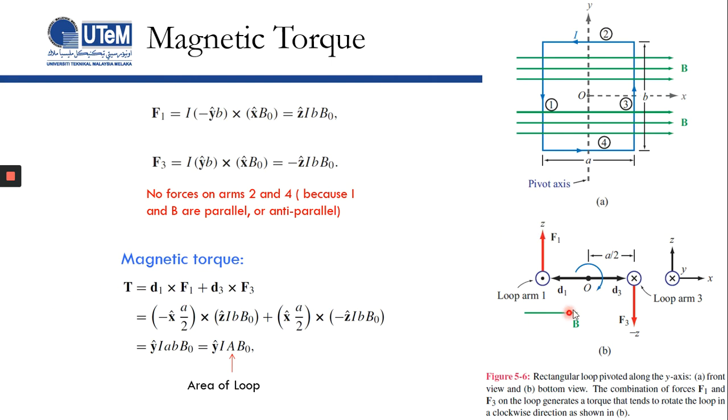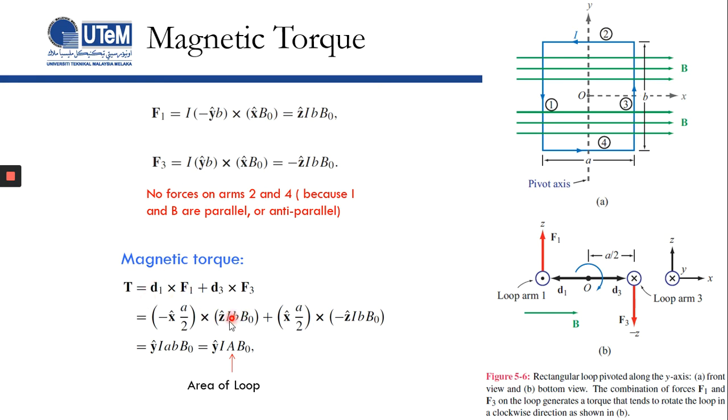So the D1 here is going to be in the direction of negative X. And since we know that the length for segment 4 and segment 2 here is A, the radius is half of it, A over 2. So for D1, it's the direction of negative X. For D3, it's the direction of positive X.